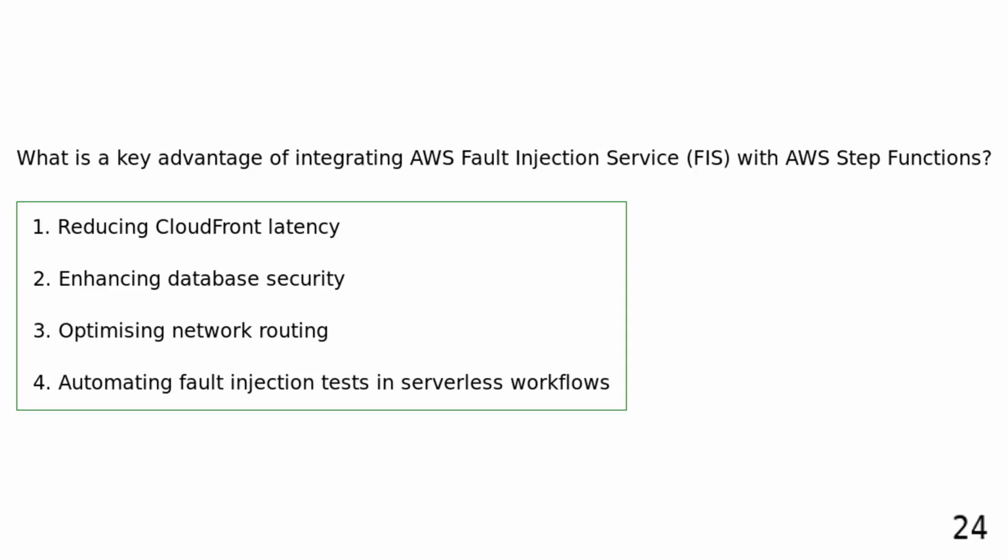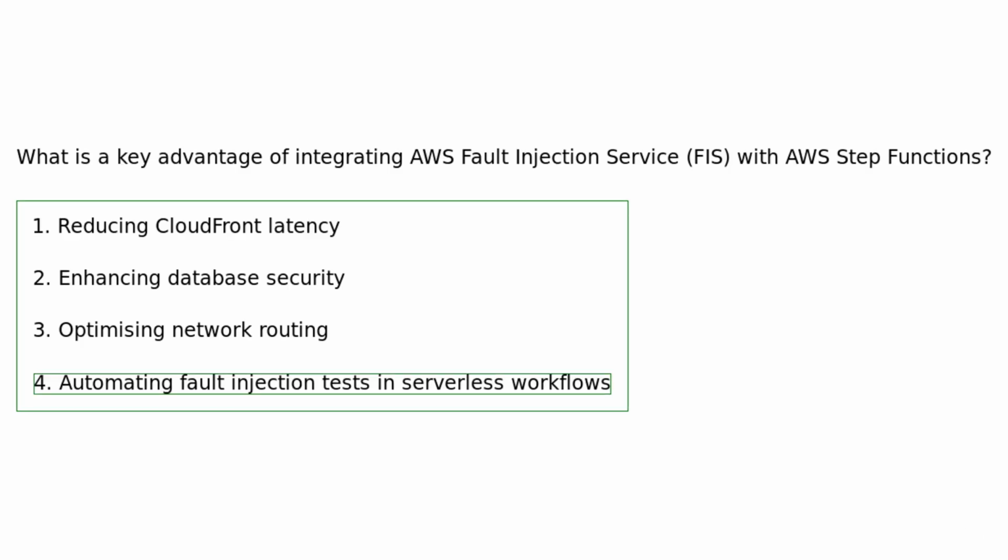What is a key advantage of integrating AWS Fault Injection Service with AWS Step Functions? Reducing CloudFront latency. Enhancing database security. Optimizing network routing. Automating fault injection tests in serverless workflows. A key advantage of integrating AWS Fault Injection Service with AWS Step Functions is automating fault injection tests within serverless workflows, ensuring consistent and controlled testing.